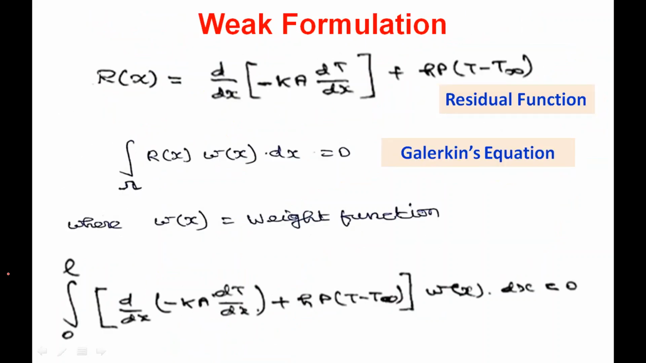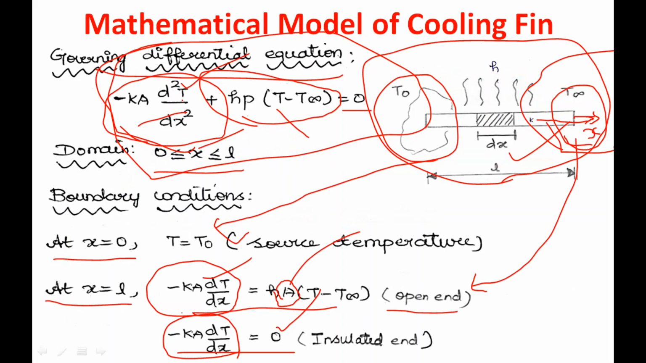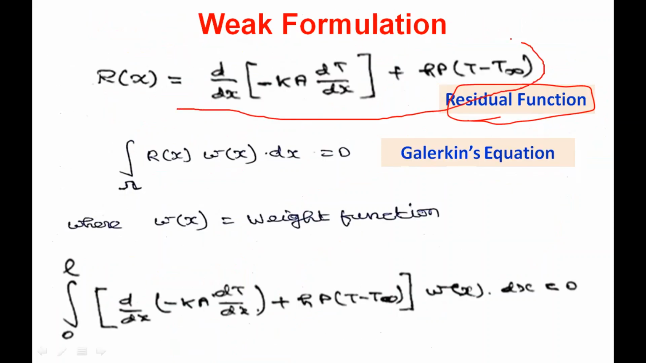So how to convert the weak form of the governing differential equation? First, we have to assume the governing differential equation as a residual function. Why is it a residual function? When you apply any trial function for this temperature T in the governing differential equation, then this equation will not be equal to 0; it will not be satisfied. So we will get some residue or error. That is why, when you substitute any trial function into the governing differential equation, it becomes the residual function. Now, after having the residual function, we can apply the Galerkin approach.